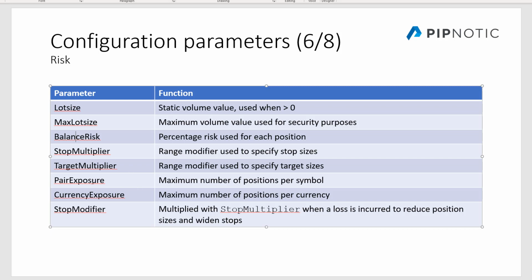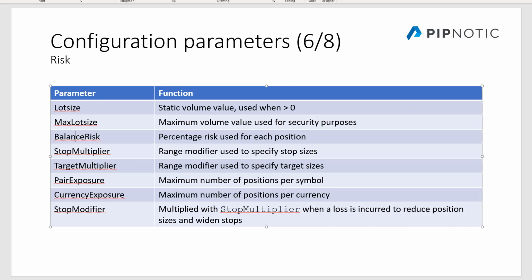Then we have pair exposure. Pair exposure is simply telling the software how many trades to open per currency pair, and it's set to 1 per default, so it's going to open 1 trade per currency pair. Then we have currency exposure, and this is looking at the individual currencies, and it's only going to allow 2 per default, 2 trades to be open where the same currency is in both trades.